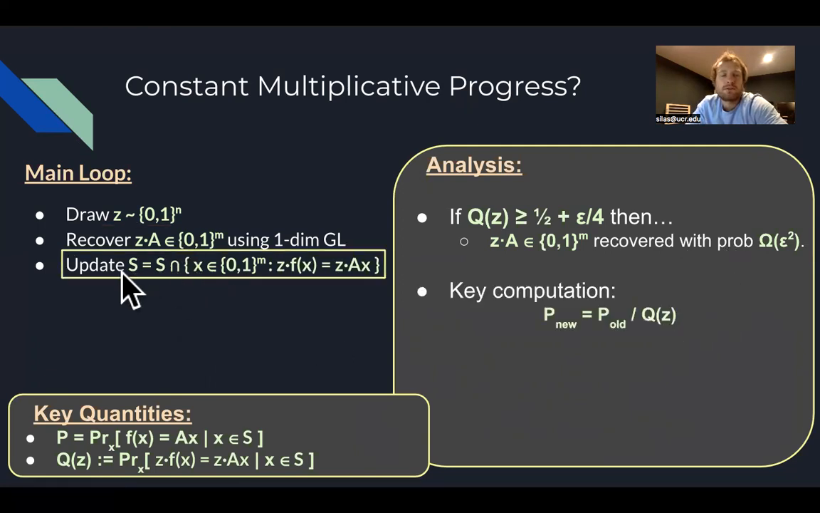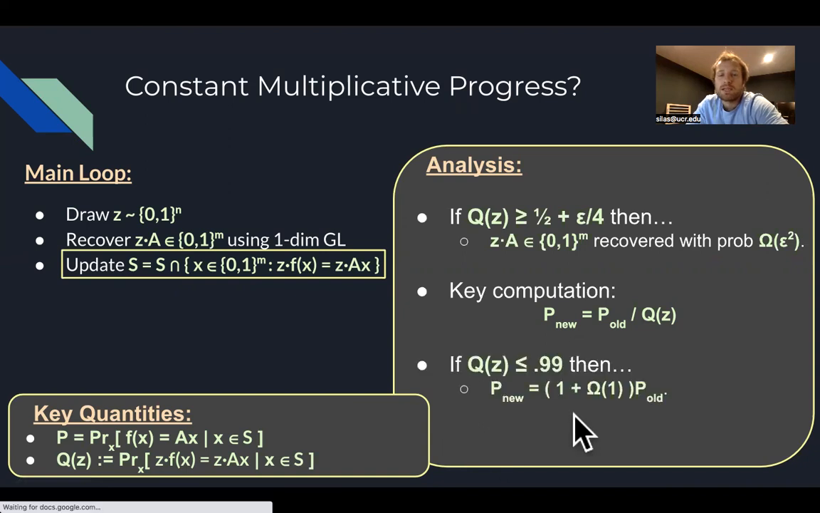The key computation for the third part is that the new P is going to equal the old P divided by Q(Z), where Q(Z) is this quantity over here. In particular, if we can bound Q(Z) away from 1, then you're going to get that constant multiplicative increase that we want. So the 2 different non-trivial steps require 2 bounds on Q. You need a lower bound to say that the Goldreich-Levin theorem works, and you need an upper bound to say that we get that nice constant multiplicative progress.